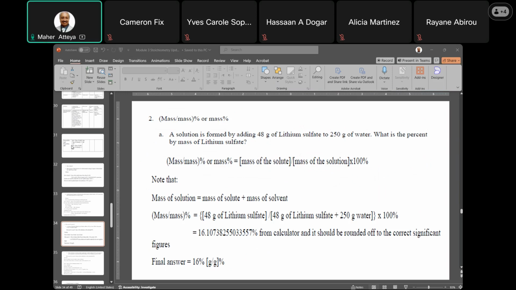Okay, so then the mass of the solute is 48. So it's really 48 here. Divided by the mass of the solution, 48 plus 250, multiply by 100, I'll give you the final answer, 16 gram over gram, mass of solute to mass of the solution percentage. And for another example, we'll go volume to volume.